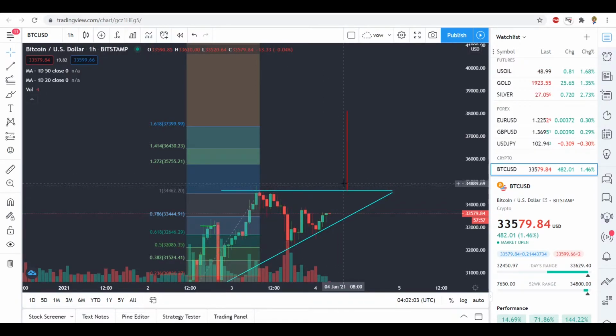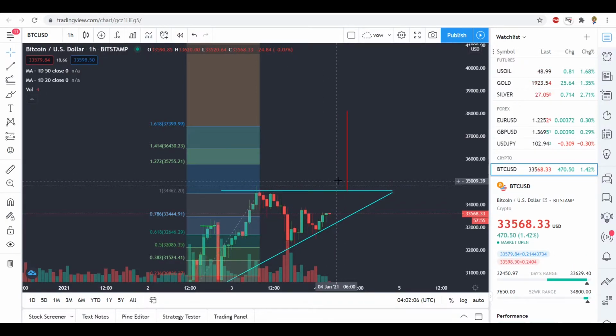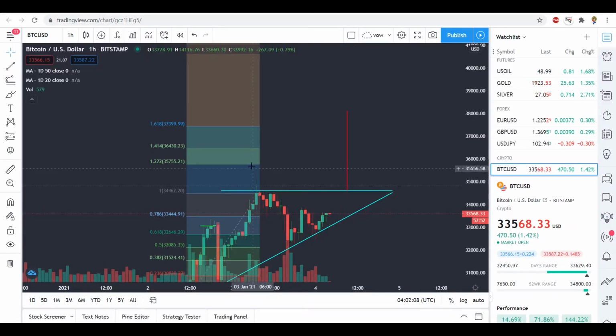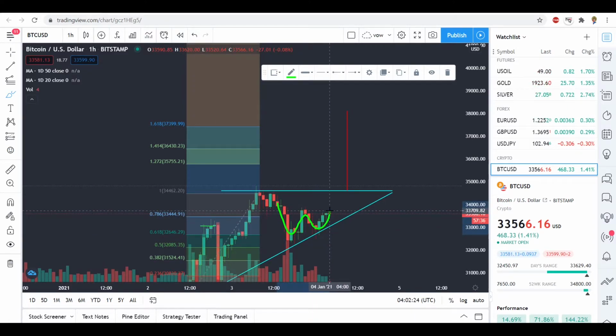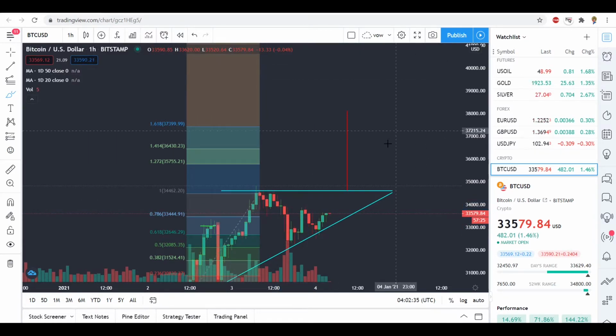But because the 35,000 is such a psychological level, I think we're gonna go through the first fib level without too many issues. And right now we see we are forming a sort of W pattern here. So if we go up here, we have a W and the break of the triangle. That would be very bullish. All right.